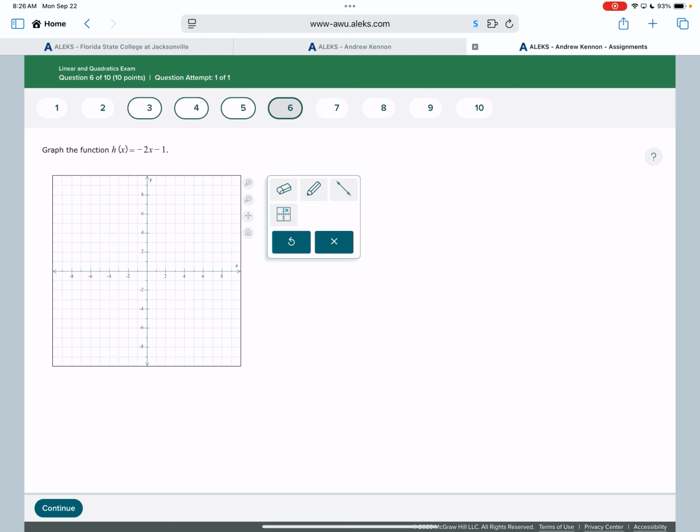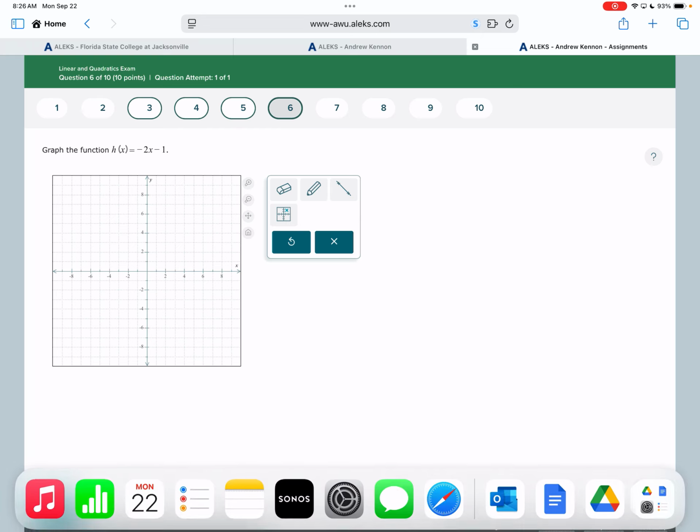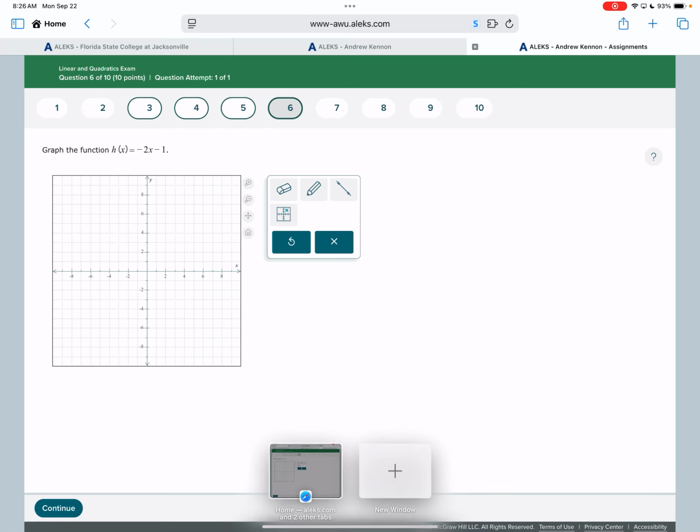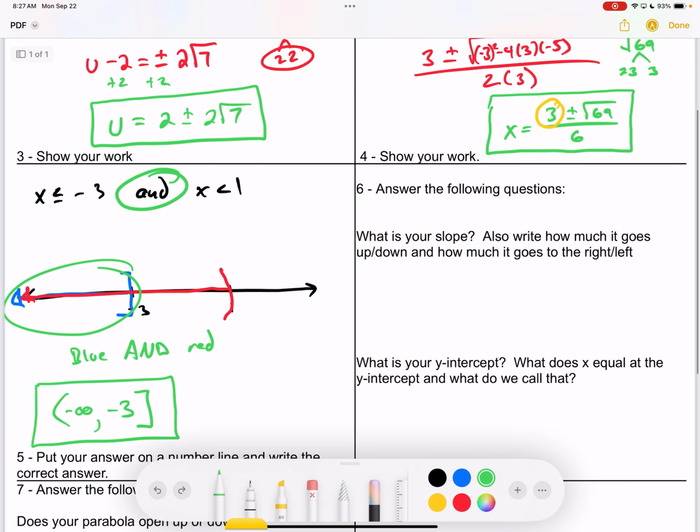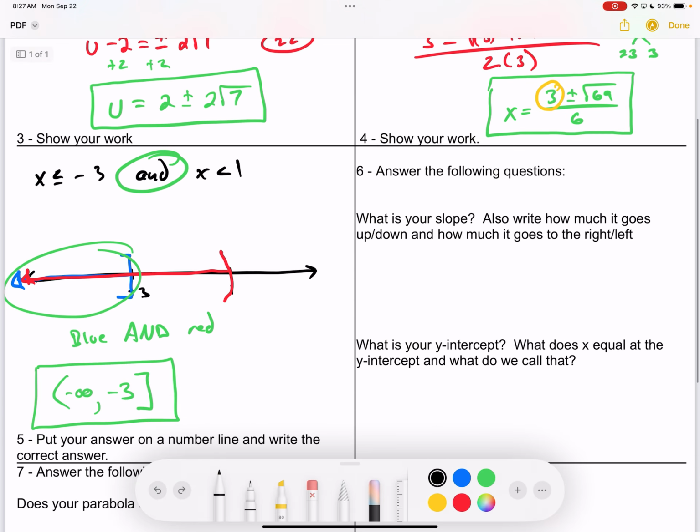Number 6 is a basic graphing one. This is on the work page. I guess we can go ahead and do negative 2x minus 1. So h of x equals negative 2x minus 1. Here my slope is the number in front of x, which is negative 2. I say also write how much it goes up or down or how much it goes right and left, okay?